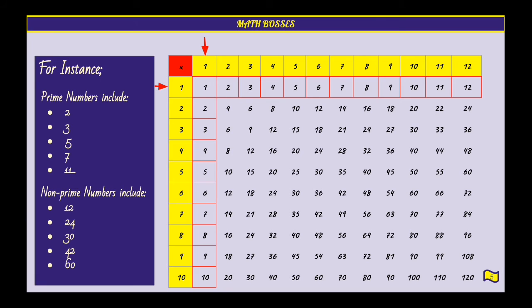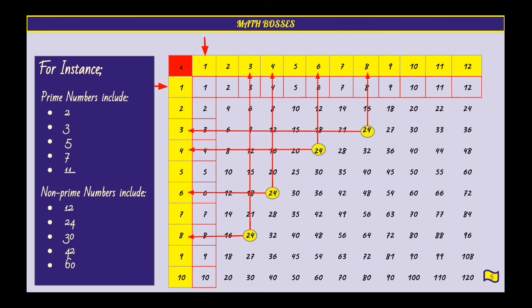For instance, let's look at 24. 24 appears on 4 different places on our multiplication table, and this is because 24 can be written as a product of different factors, as a product of 6 and 4, as a product of 8 and 3. Now this confirms that non-prime numbers appear multiple times on any multiplication table.